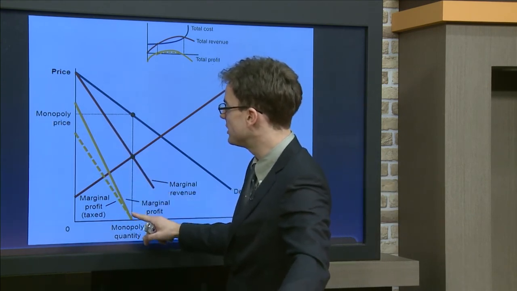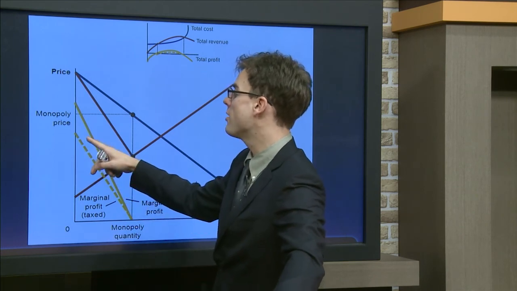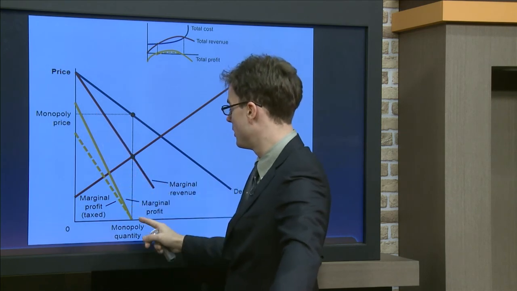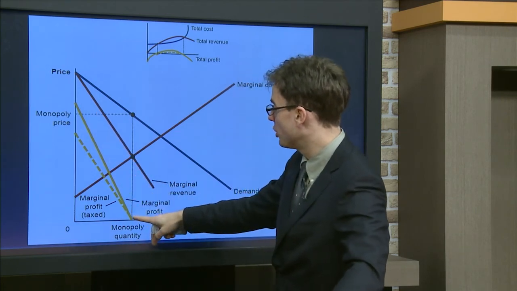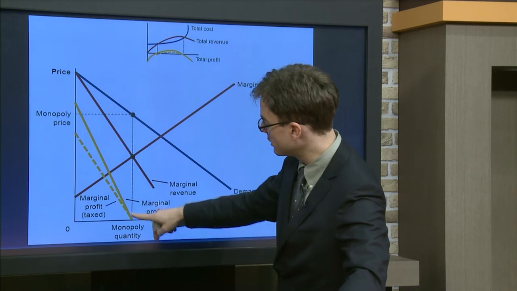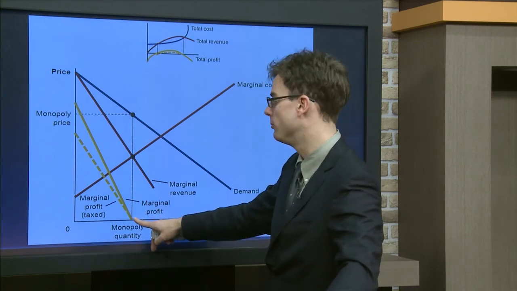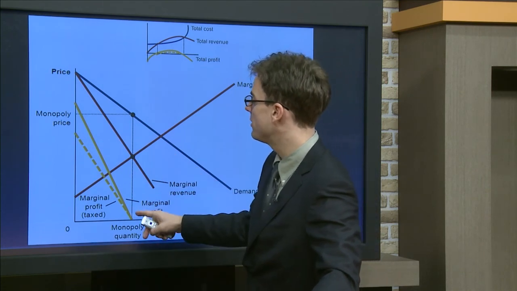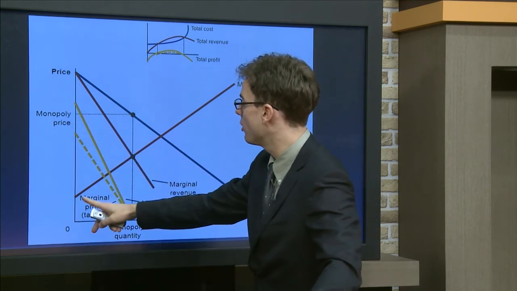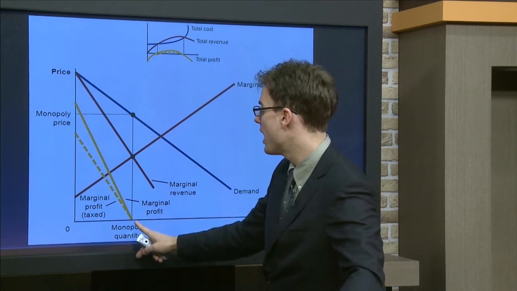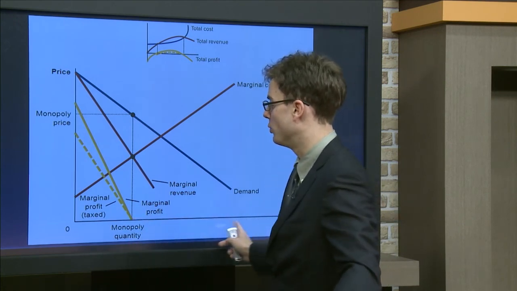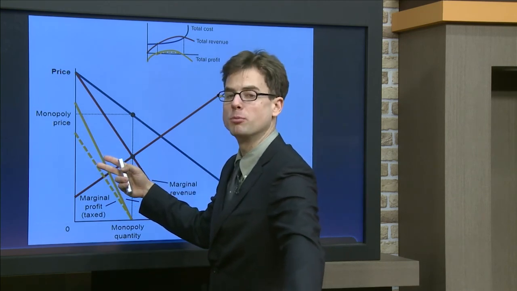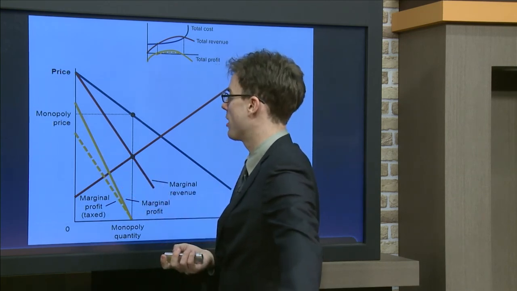But because the tax on profits is in terms of percentage of profits, the marginal profit curve would still intersect the horizontal axis at the same output level. So we would still get the property that the monopolist would want to produce all of these units of output and would not want to produce these additional units of output, both without the tax on profits and with the tax on profits.